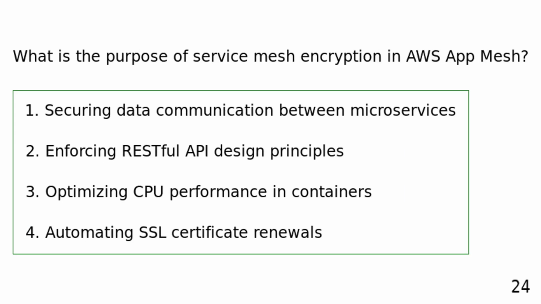What is the purpose of service mesh encryption in AWS App Mesh? Securing data communication between microservices. Enforcing RESTful API design principles. Optimizing CPU performance in containers. Automating SSL certificate renewals.